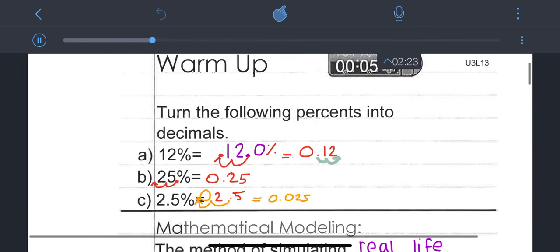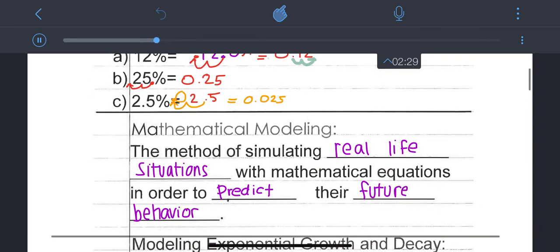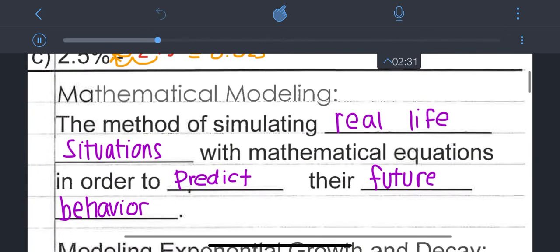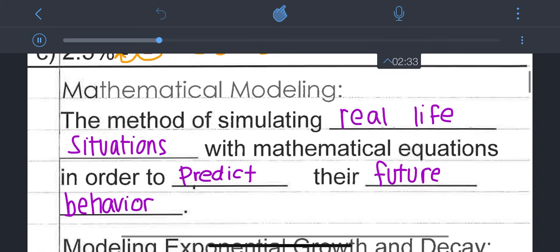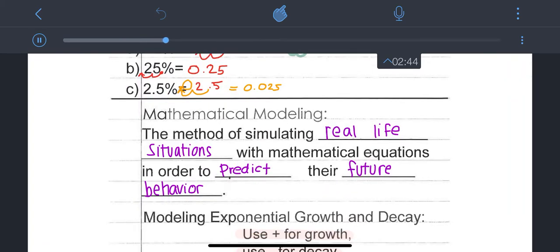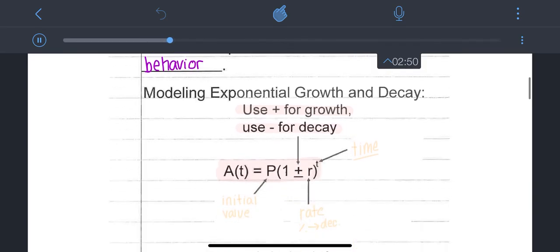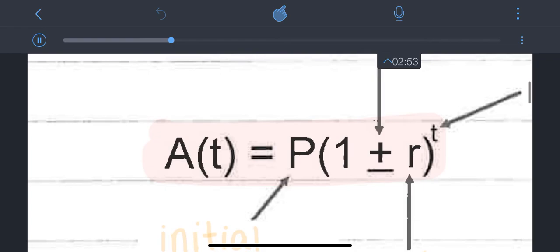Okay, so now that we have that refreshed and taken care of, we're going to be looking at mathematical modeling with exponential growth and decay. Now, mathematical modeling is the method of simulating real-life situations with mathematical equations in order to predict their future behavior. So this can be useful in a lot of different scenarios. Our focus is specifically on growth and decay exponentially. So this is the formula right here.